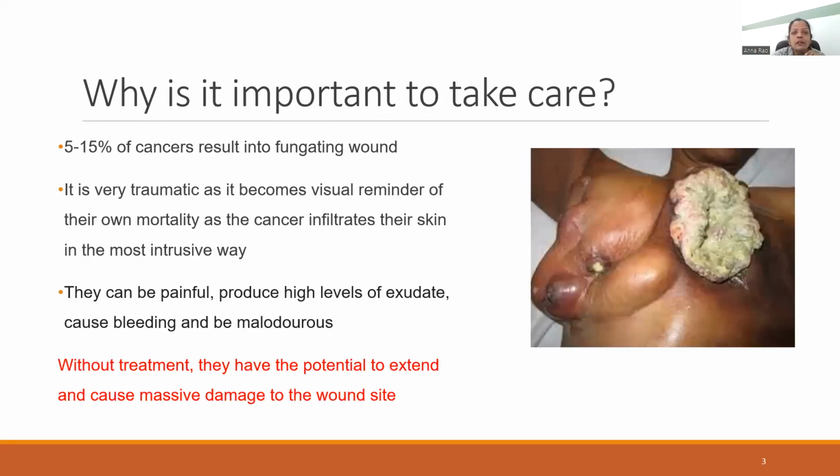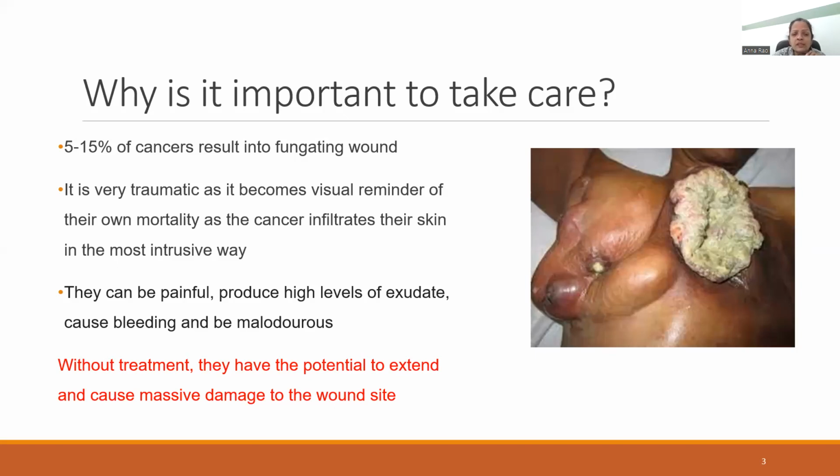So why is it so important? You can imagine a person with this kind of wound on his or her body. It becomes very traumatic because it is a constant reminder, right? The patient will be able to see the wound on the body, and day by day the condition of it will go on worsening. It is a constant reminder not only that the disease is progressing, but that the patient is moving toward death.